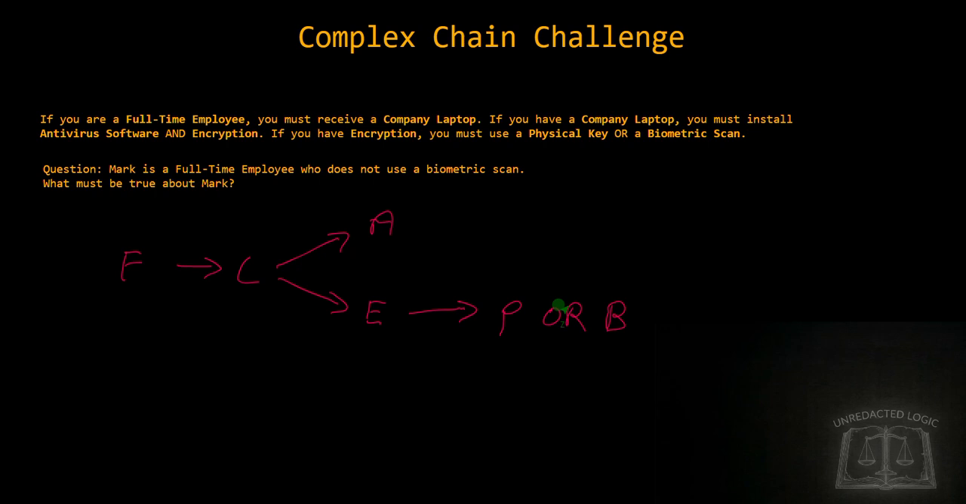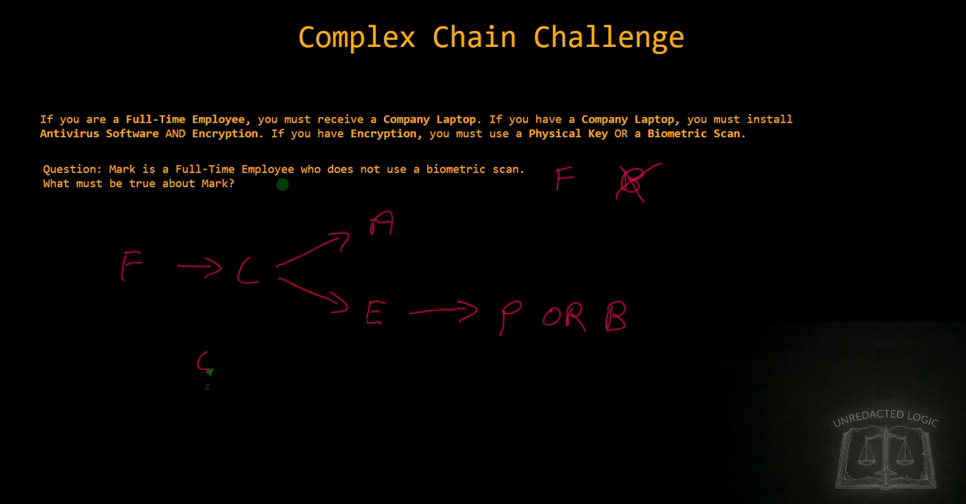Okay. Now we have this question. Mark is a full-time employee. That's F. So F evaluates as true. Who does not use a biometric scan. Okay, so that means F is satisfied, but B is not satisfied. Okay? What else must be true about Mark? Well, if Mark is a full-time employee, he has to have a company laptop. So the C is true.